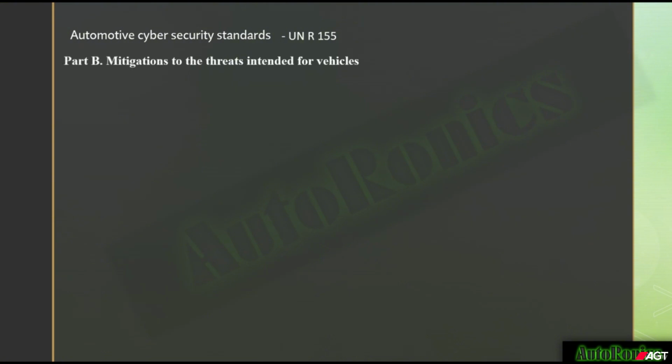Then comes Part B, which deals mainly with the mitigations to the threats intended for the vehicle. This section talks about all the mitigations that can happen in the vehicle, but now we don't have enough time to cover everything. So for each section I have taken the two topmost important categories. If you understood this, you can understand the complete document by going through it one by one in detail.